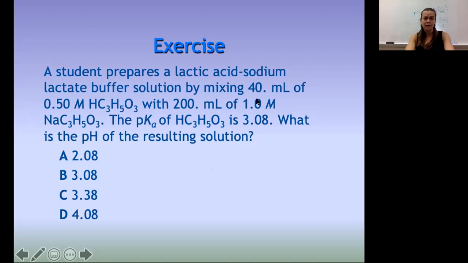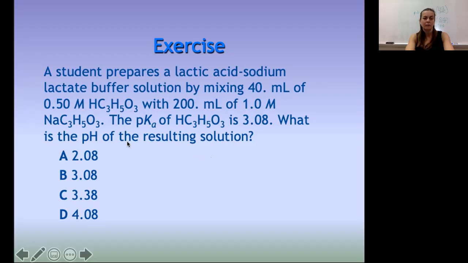So we would multiply the volume by the molarity and divide by the total volume. So 200 times 1 divided by 240. We have 40 times 0.5 divided by 240. And those two are over each other. We can cancel out the 240. And we're going to be left with base over acid. So we have 200 over 20.